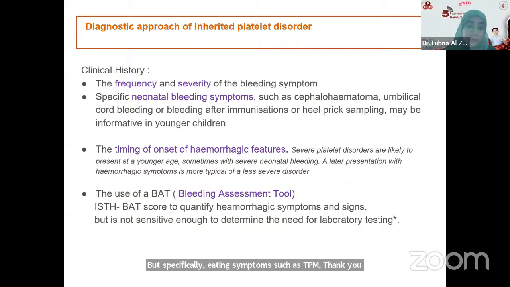The timing of onset of hemorrhagic features is very important as well. The trend of using bleeding assessment tools has been suggested by many guidelines to be implemented. The most commonly used one is the International Society on Thrombosis and Haemostasis bleeding assessment tool score. Although it is very informative and can be a good documentation source, it is not sensitive enough to determine the need for laboratory testing.